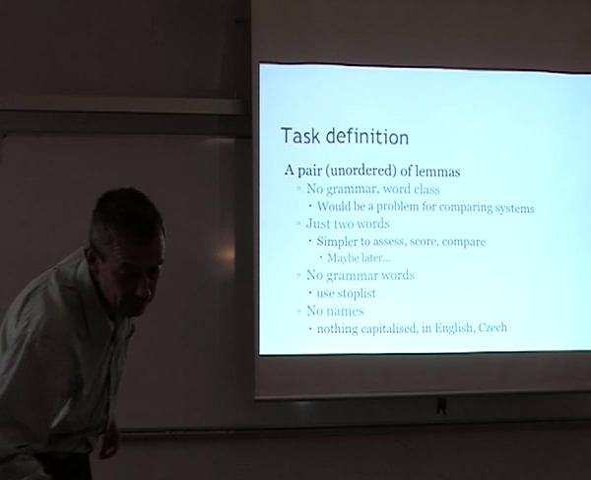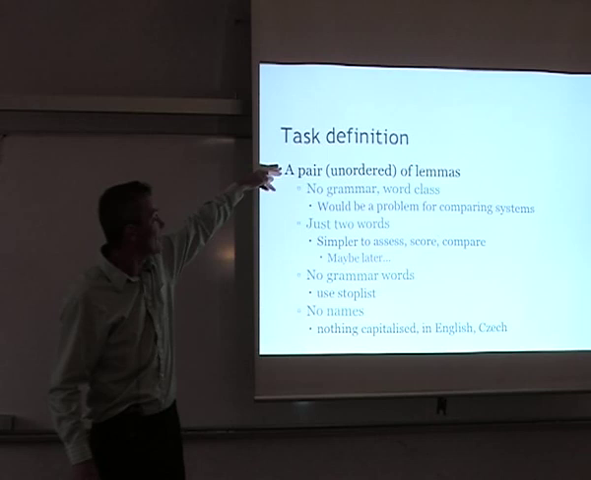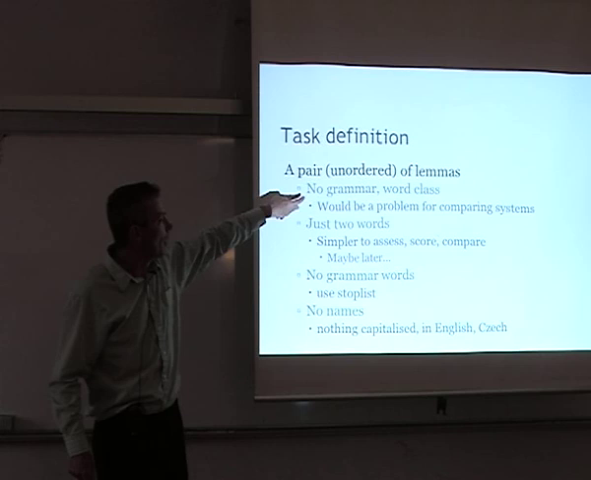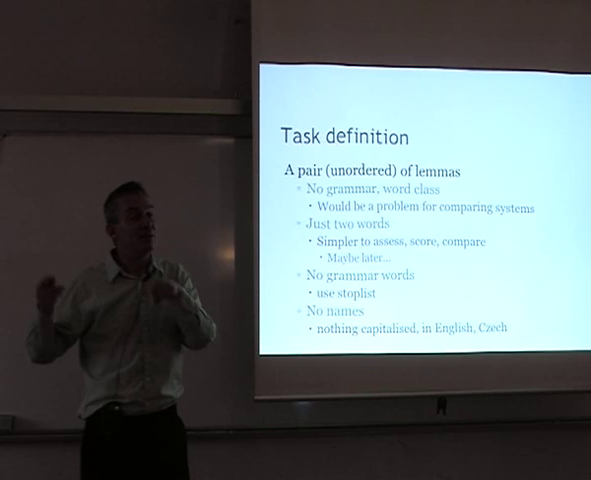In order to do it, as ever, you have to sharpen up what you mean by exactly what the task is. In this case, what exactly is a collocation? We're taking a very simplifying take on what a collocation is. We're going to say it's an unordered pair of lemmas, a pair of content words. A lot of the reason for doing this is in order to be able to compare lots of different systems, you don't want to compromise the evaluation framework by having assumptions of any particular system in the gold standard data.